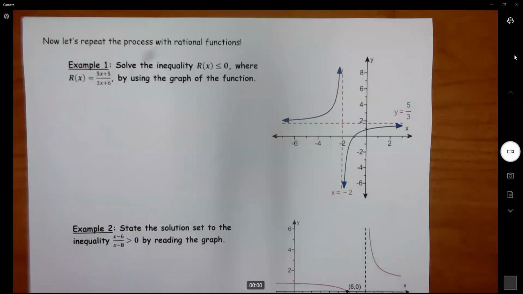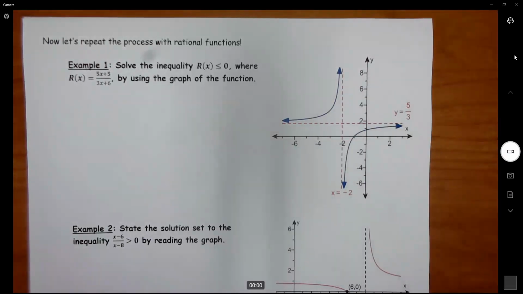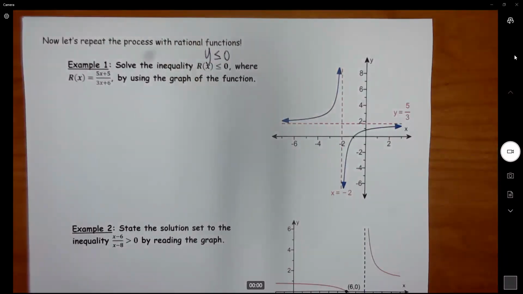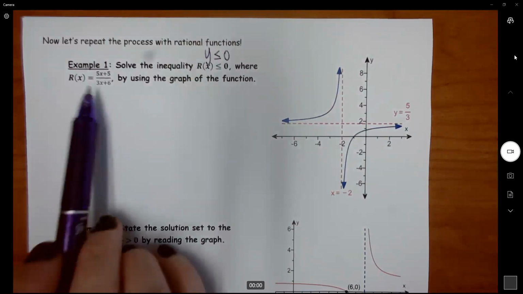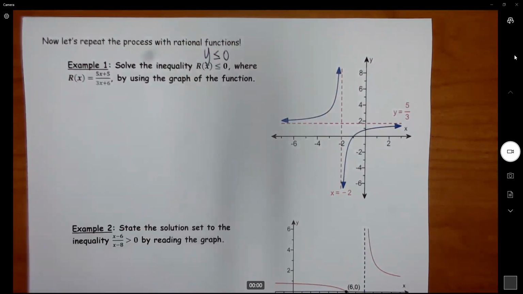In this video, we will be solving rational inequalities by using their graph. So example 1 says solve the inequality r of x less than or equal to 0. This is again in function notation, simply telling me when y is less than or equal to 0. And it tells me where r of x equals 5x plus 5 over 3x plus 6. We're going to solve this by using the graph of the function.